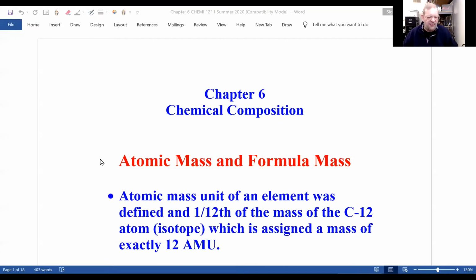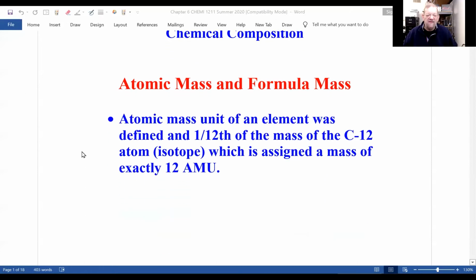Now, when we talk about atoms or elements, we have to talk about what's called the atomic mass. And also I'll talk about what's called the formula mass. Now, since we're not going to leave this planet, I'm going to use the term atomic weight and formula or molecular weight instead of atomic mass and formula mass.